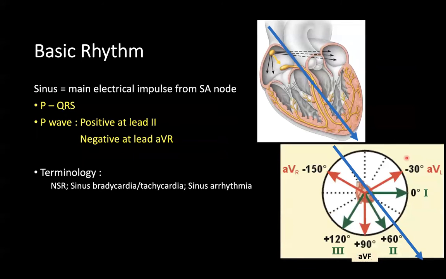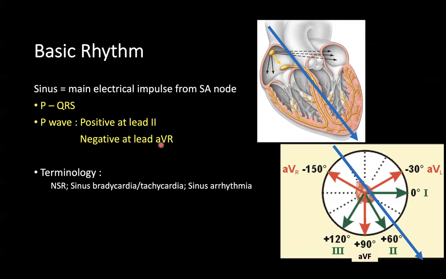For basic rhythm, the normal basic rhythm is sinus. The sinus itself is defined as the main electrical impulse from the SA node, like what I said before. There are two things that should be there. First of all, the P wave has to be followed by a QRS complex, and the P wave has to be positive at lead 2 and negative at lead AVR.